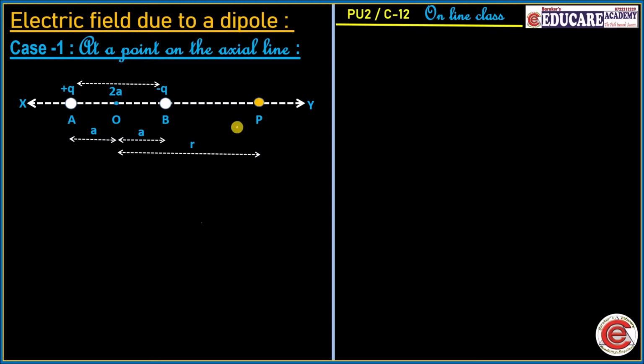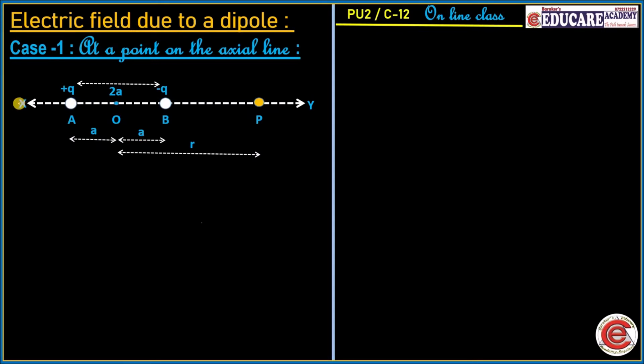Let me first explain the whole diagram. Here at point A we have taken a positive charge plus Q, and at point B we have taken the negative charge minus Q, which are equal in magnitude and separated by a small distance. So this setup of plus Q and minus Q makes the dipole. Now note down the exact midpoint of the dipole, that is denoted by O, and the length of the charge plus Q from this O is A, whereas the length of the charge minus Q from the center is again A.